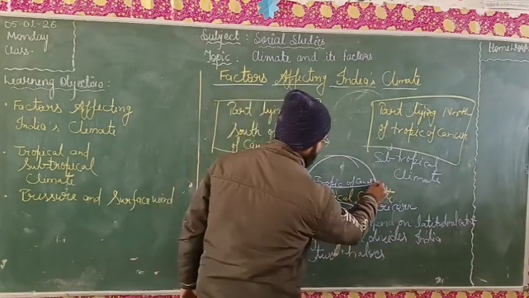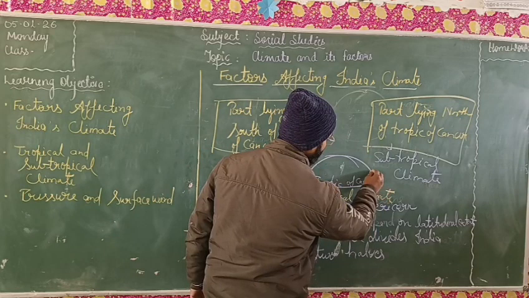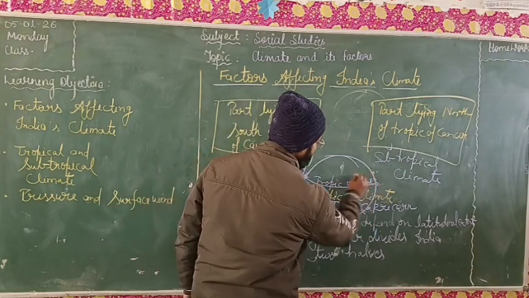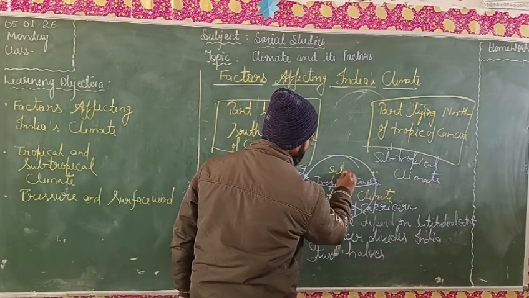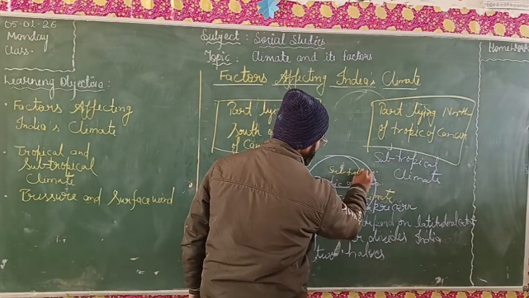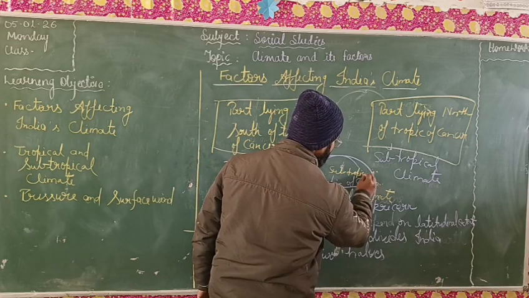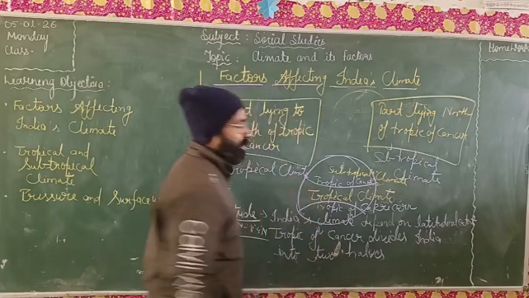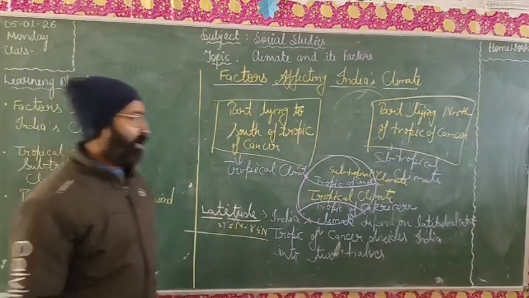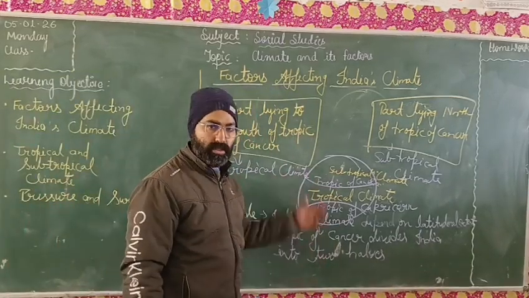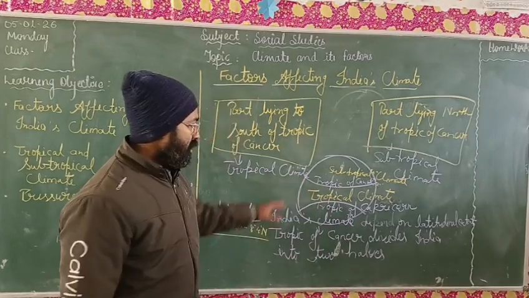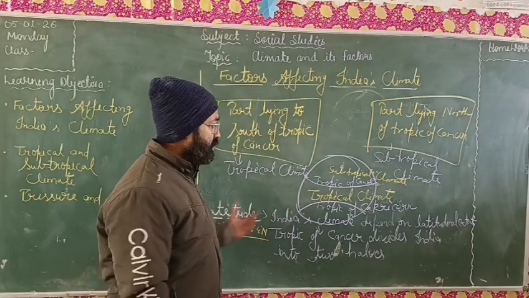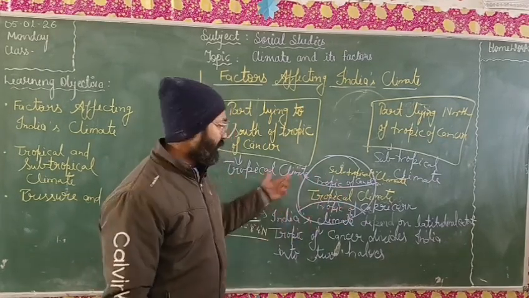between 20 degree to 40 degree, it is called the subtropical climate. And this subtropical climate includes the temperate and torrid zone both. This is the way the latitudes affect the climatic condition.